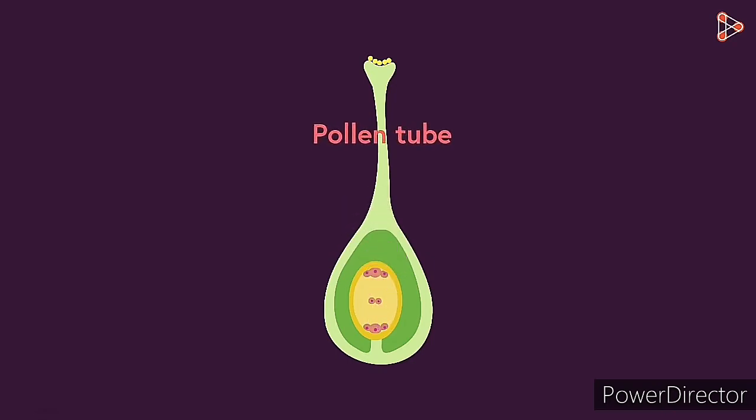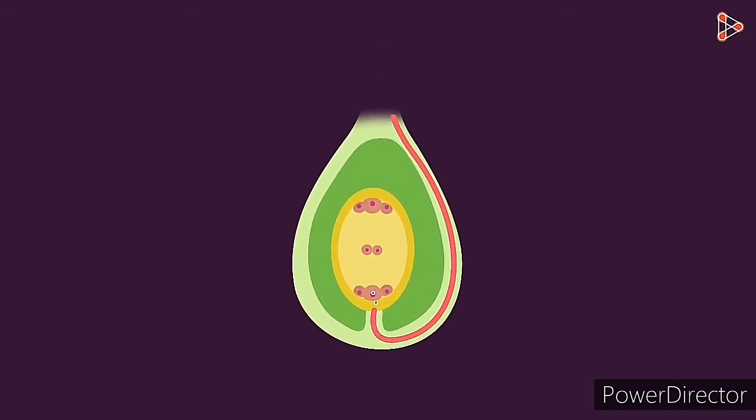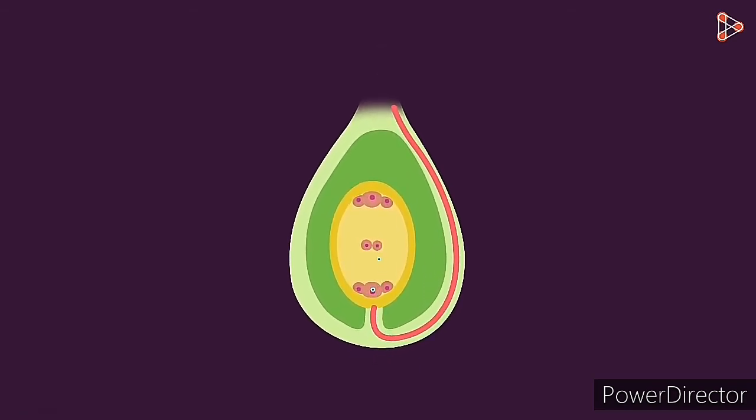It is possible by the pollen tube. This tube comes from the pollen grain itself. The tube travels down the complete style and ultimately reaches the ovary. The tube carries along the male gametes, which are safely taken to the ovary.